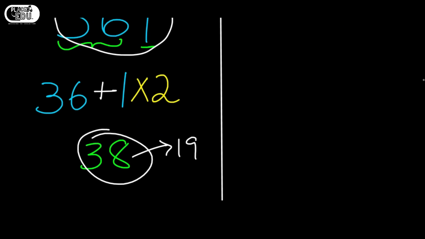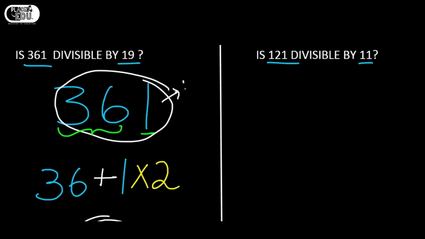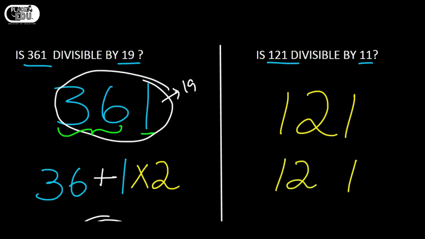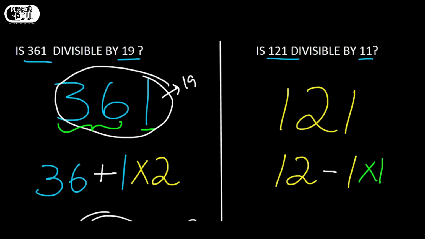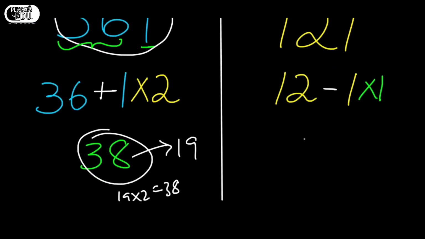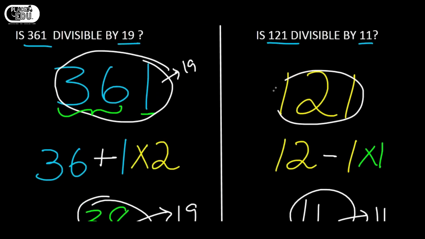Understand? So 19 twos is 38. This is divisible by 19. Therefore 361 is divisible by 19. Understand? The same technique we will follow here. I'm considering 121 here. The last digit is 1, and the previous digits are 12. And now I will subtract the last digit multiplied with 1, so we'll get the answer as 11. If this is divisible by 11, then the number 121 will be divisible by 11.